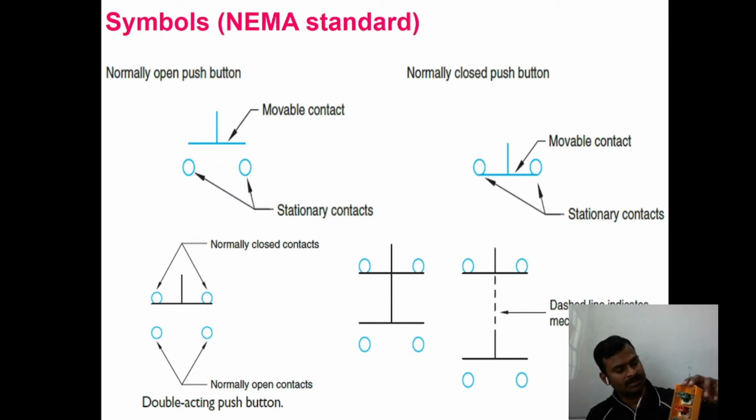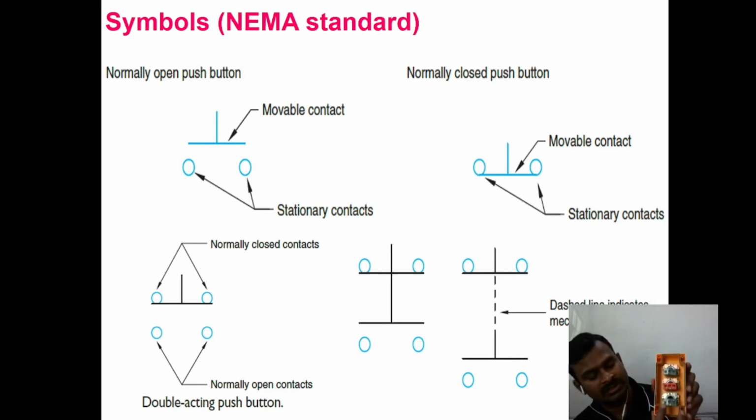So if you press the green color switch, it is a NO type. It is written here, you can see it is a NO type. So it is a normally open type switch, and this one is a NC type.